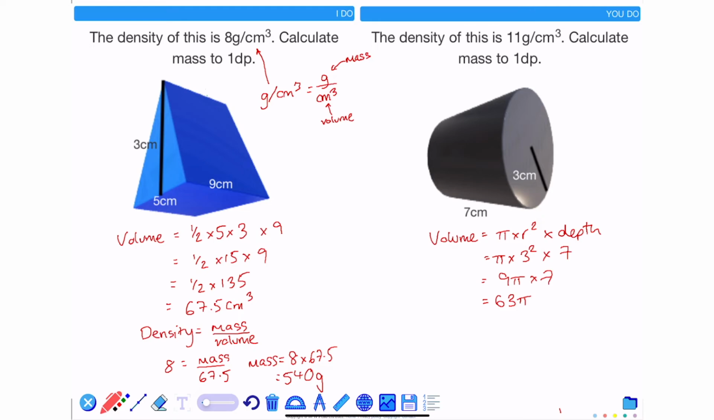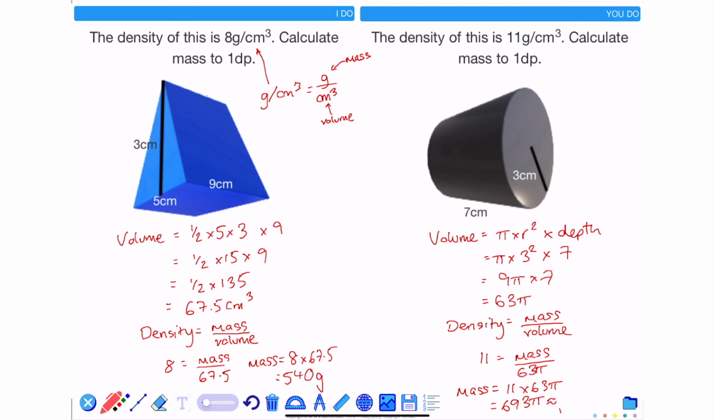Leaving the volume in its exact form, let's substitute this into density is equal to the mass divided by the volume. I know that the density is 11, and I need to work out what the mass is, so divide by 63 pi. Rearranging, the mass will equal 11 times 63 pi, which in terms of pi is 693 pi.